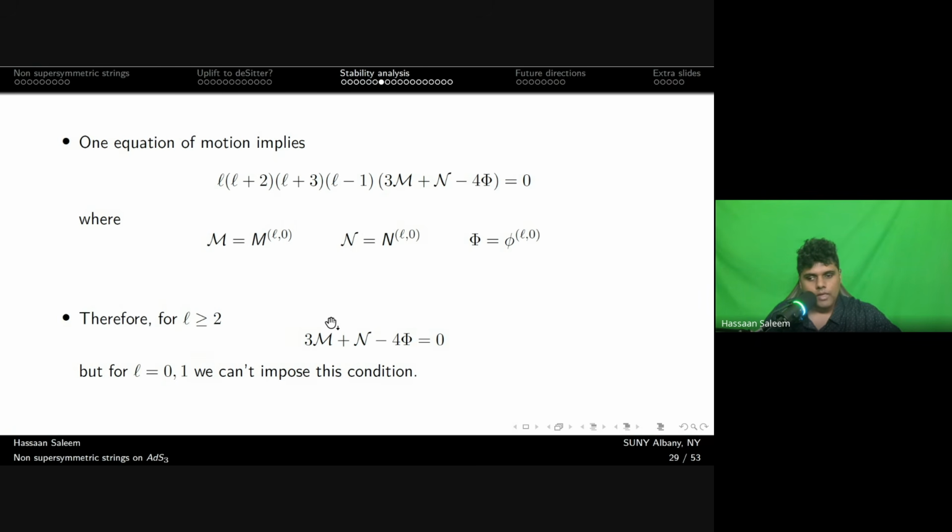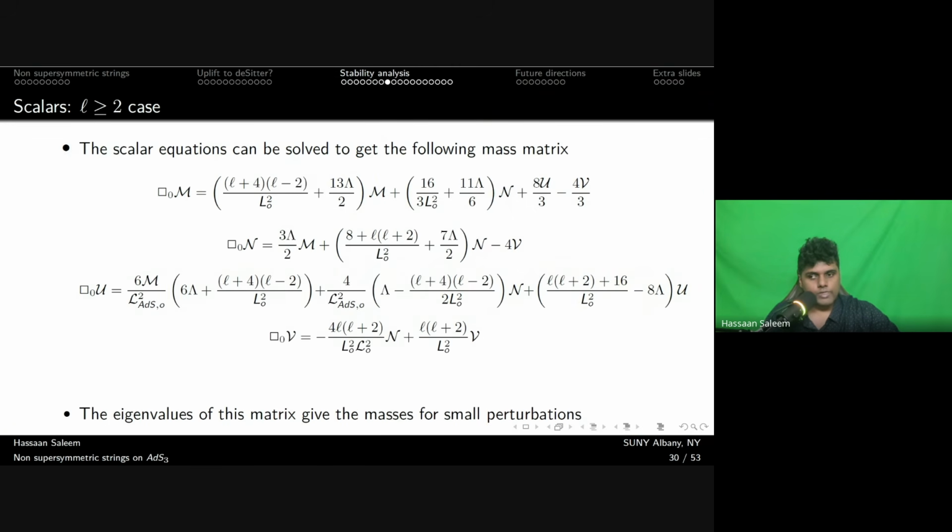Okay. Now, what I'm going to show you now are called mass matrices, and I'll explain what mass matrices mean. So they will come in form of equations, but you can also write them in forms of matrices. So let's talk about the sectors L greater than or equal to 2. For L greater than or equal to 2, you get this mass matrix. So what is a mass matrix, first of all? You can see that if you look at the left-hand sides of these equations, it's just Laplacian of something.